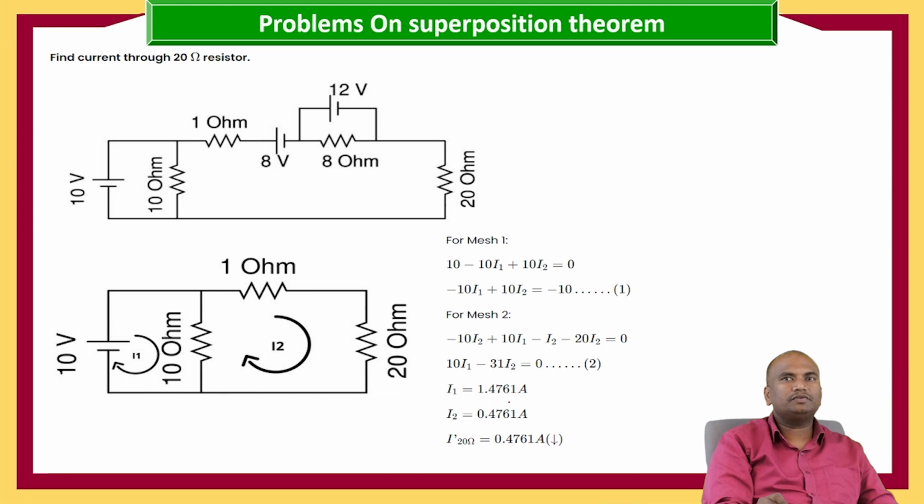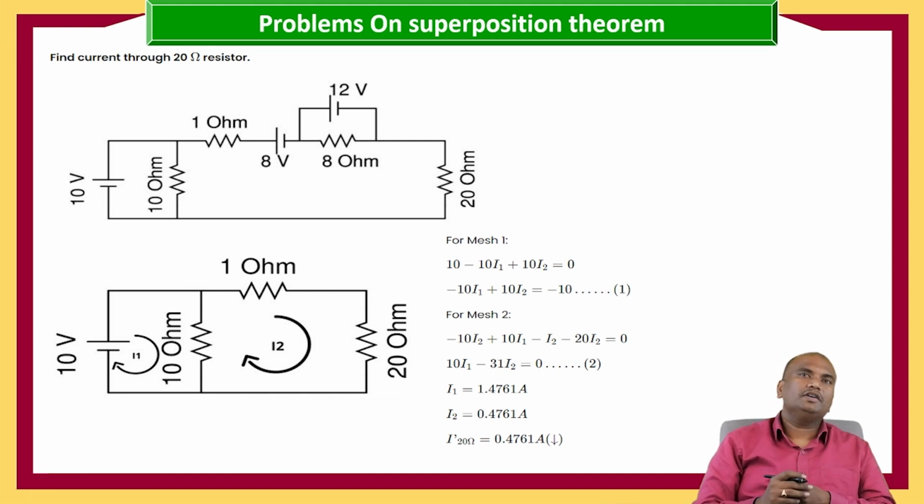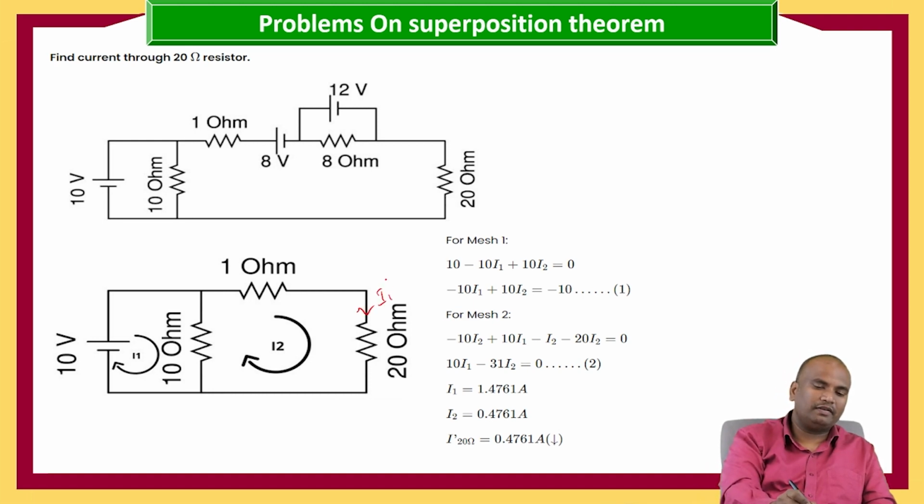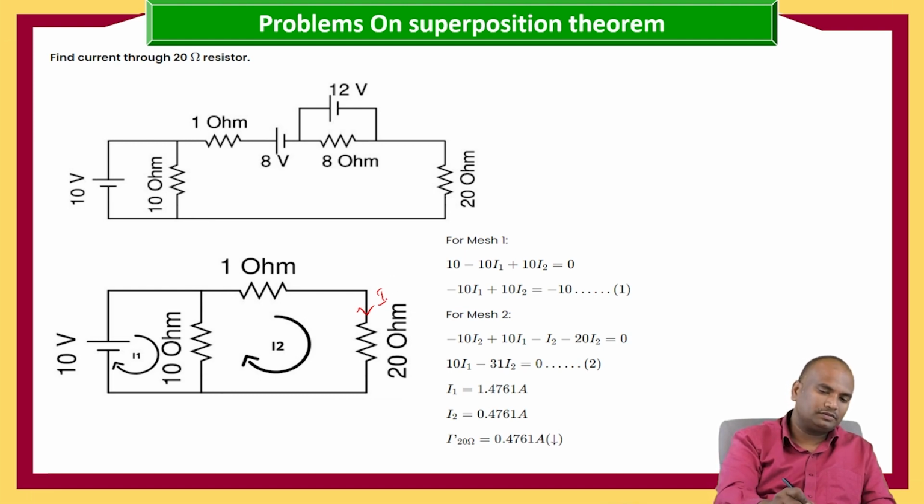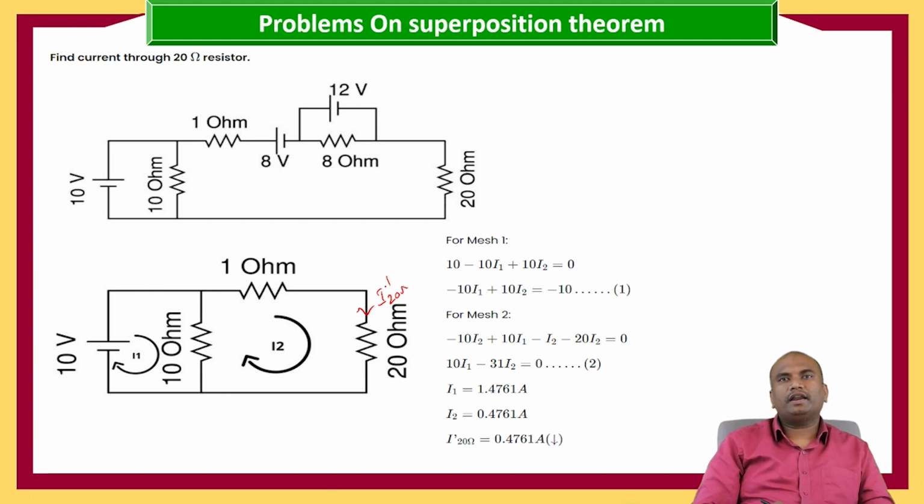Now I1 is equal to 1.4761 amperes and I2 is equal to 0.4761 amperes. Where current flowing through 20 ohms is nothing but this is the current, that is I1 double dash, otherwise I 20 ohms dash. This is our current which is flowing through the 20 ohms because of the 10 volts source.